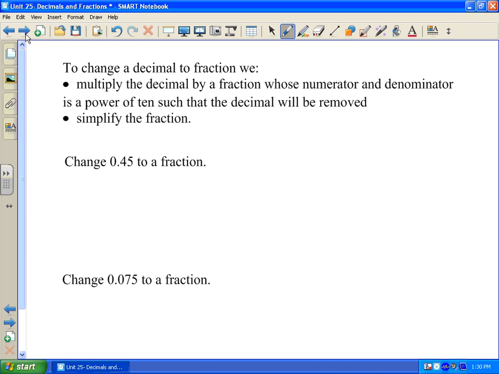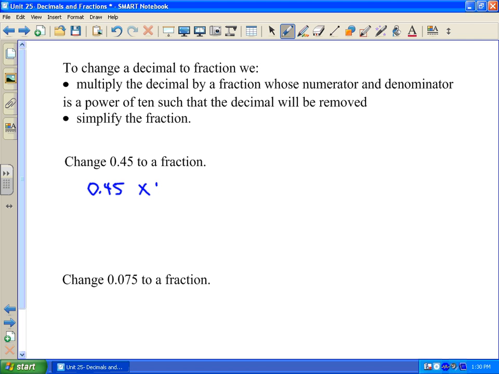So what we do is we multiply the decimal by the appropriate power of 10, but we also divide by the appropriate power of 10. And that division gives us the denominator of our fraction. So if I'm looking at 0.45, I'd want to slide my decimal twice.